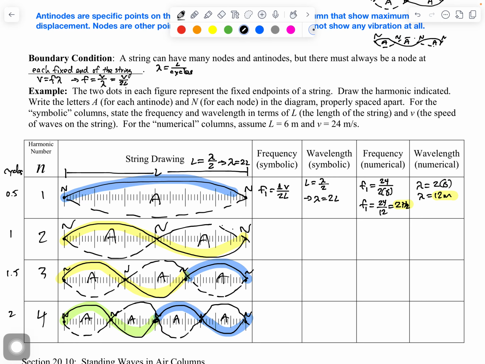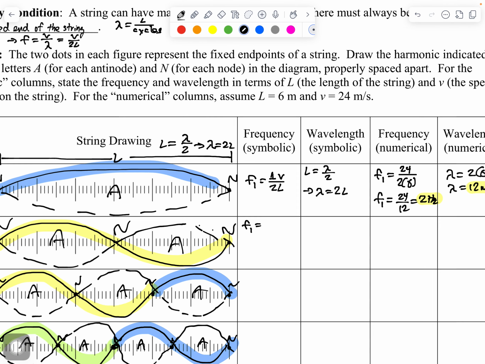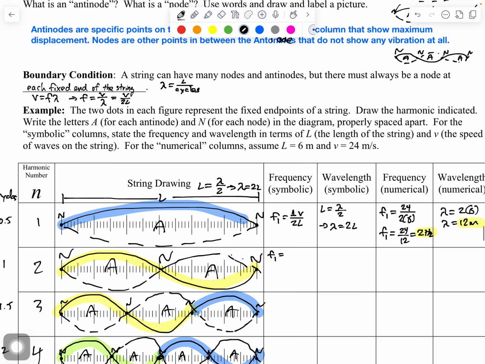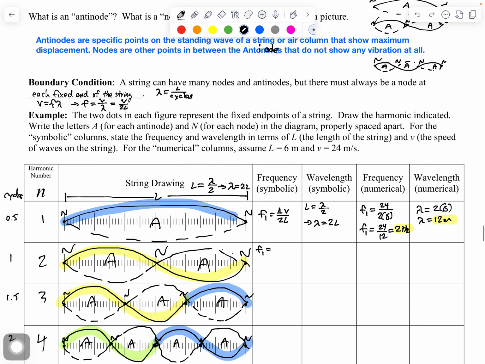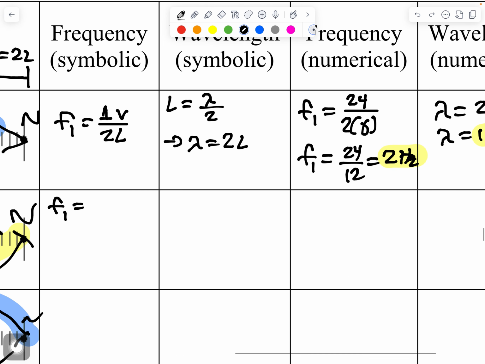Okay, for the second harmonic, notice what I'm looking at. Basically in each case, I'm trying to substitute for lambda, so I've got to figure out this column first. In this column, my length is equal to 1 full cycle, or 1 full wavelength. So here, my length is equal to lambda. But notice, I'm going to make it look like this. If 1 wavelength equals 1 lambda, then 2 lambda is equal to 2 times the length.